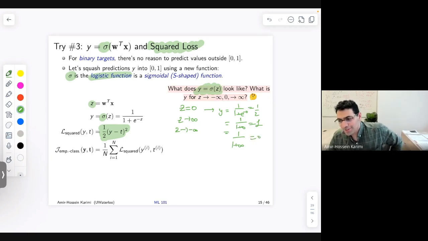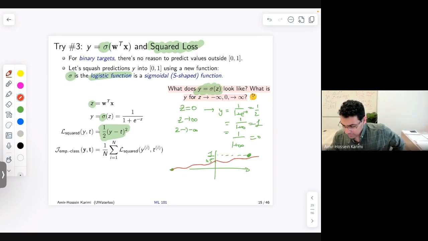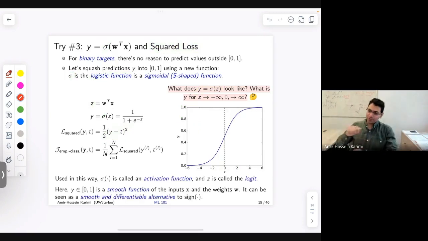Okay, of course, 3 points are not enough to draw a complex function, but just for the sake of illustration, as this goes to positive infinity, we have the point 1 somewhere here. As it goes to negative infinity, we have the point 0, somewhere here, tending towards it. And then at 0, we have the point 0.5. So you can imagine there's some function in between, or maybe something that looks a bit more smooth like that. And so this is what our S-shaped sigmoidal function would look like for some parameters that go into Z.